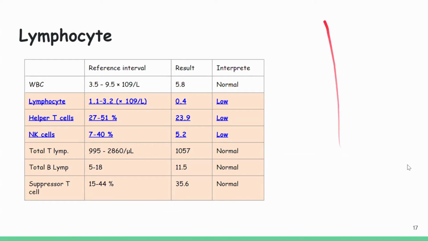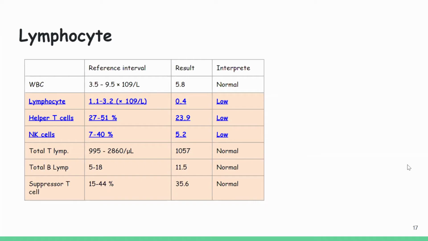Okay, now I will continue to the lymphocyte part, or the cell part. The lymphocyte is part of the white blood cell count in the CBC test, because the CBC is a basic parameter when we have a patient in the hospital. When we have the CBC test, the white blood cell count is normal, but the lymphocyte is quite low. As you can see, the result is 0.4, while the reference is 1.1. So it's quite low.